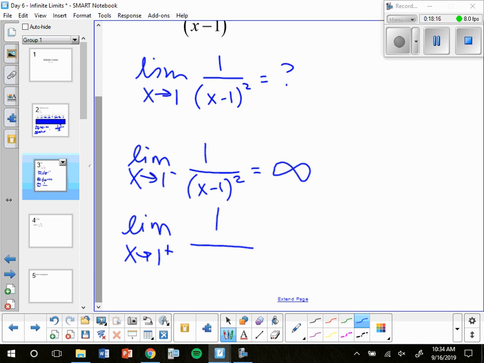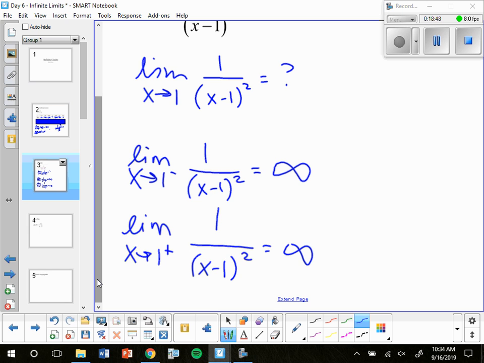And if I look from the right, if I plug in 1.1 or 1.01, 1.1 minus 1 or 1.01 minus 1, it's going to 0, and is it positive or negative? Positive, and I square it, still positive. So this is 1 divided by practically 0 and positive. It's going to positive infinity as well. So these ones are both going to infinity.